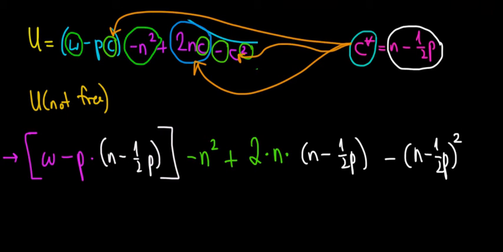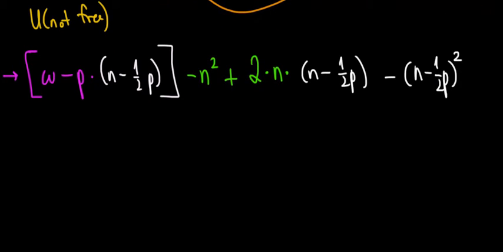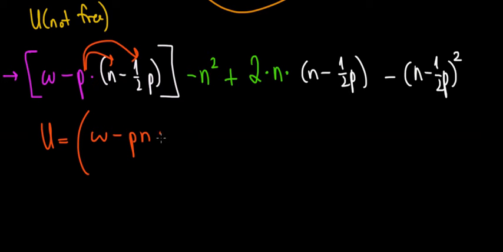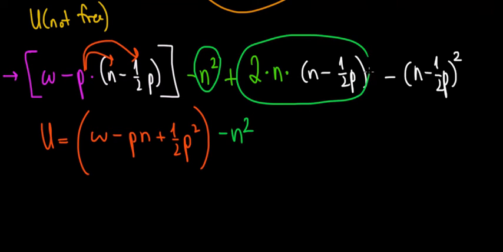Okay, let's keep solving. So the utility is going to equal the following. We will have in this bracket w minus p times n, so we can multiply those, p times n, minus p times minus a half p. That becomes positive 1 over 2 p to the power of 2. Close that bracket and move on. We have minus n squared from here, plus, let's work with this multiplication. What do we have on this side? We have 2n times n, that becomes plus 2n squared, 2n times minus a half times p. 2 with a half cancels out, and we're left with n times minus p. That becomes minus np.